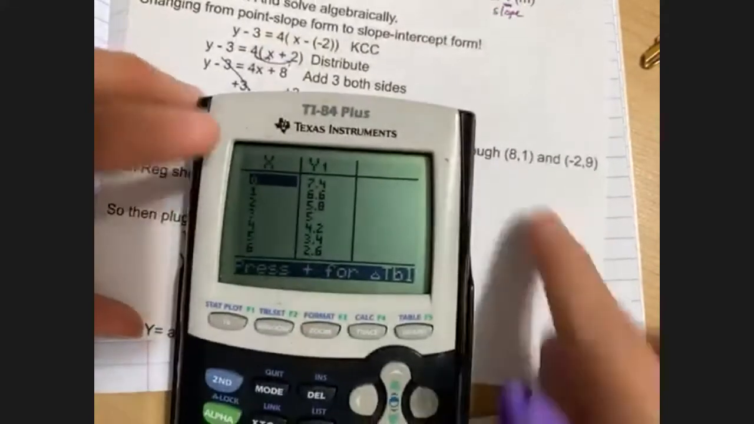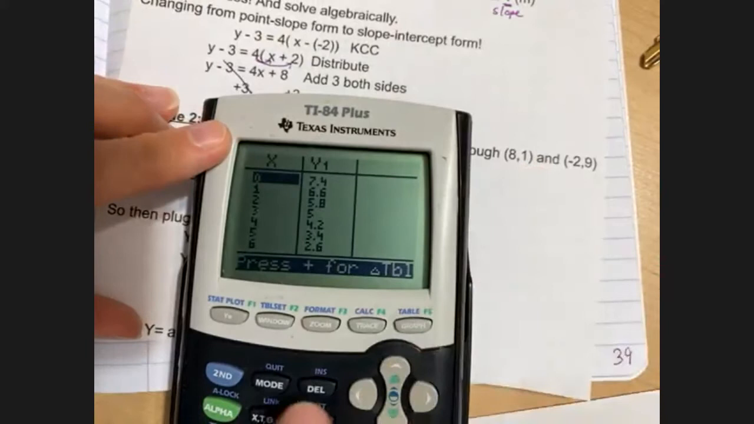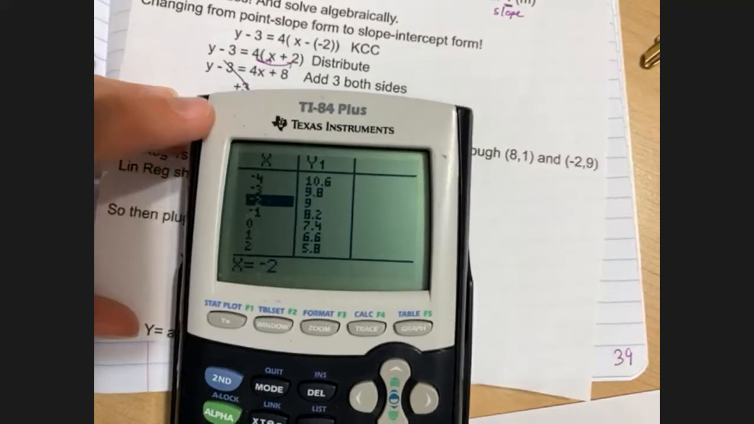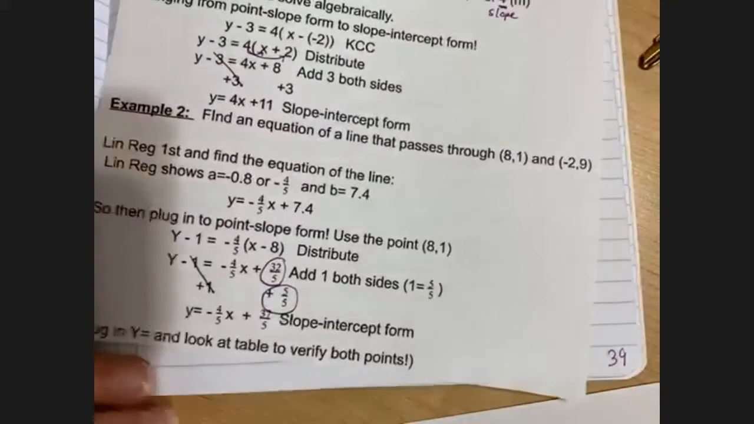And so my table should have an 8,1 located on it. So if I just scroll down here, I should have 8,1, there it is. And I should have a -2,9, and there it is, -2,9, and those points are there. That's a good way to check ourselves just to make sure we're adequate.